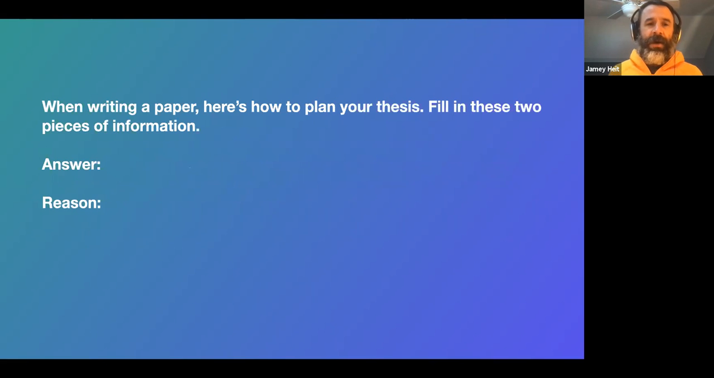Here's what it can look like in outline form. And I often encourage students to do this just to get their brains in the habit of breaking out their thesis statement into these two parts to make sure that they have everything they need in a strong thesis. When you're writing your paper, plan it out like this. Fill in your answer to the question or what you want to say about the topic you've been assigned to write about, and then give the reason or reasons.